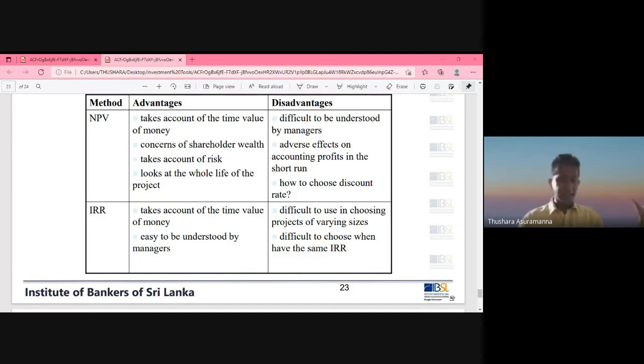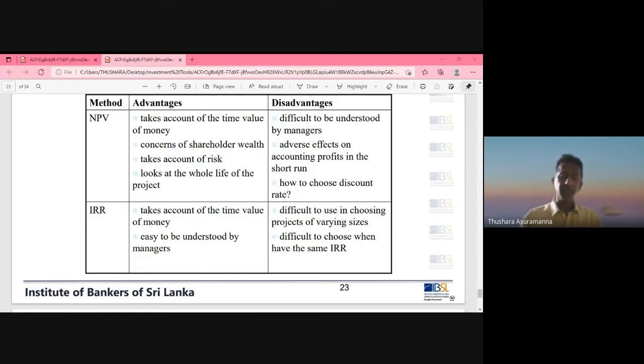Then the disadvantages. There are variations in sizes, like ARR: 100 million, 1000 million, or a billion, 10 million, 50 million. So the size is going to differ. It doesn't reflect in the IRR because it's a percentage, like ARR. Similarly, if a couple of projects give the same IRR, because it's a percentage, again you are in difficulty choosing which is good. 10%, 10%, 10%, 10%. Four give the same IRR.